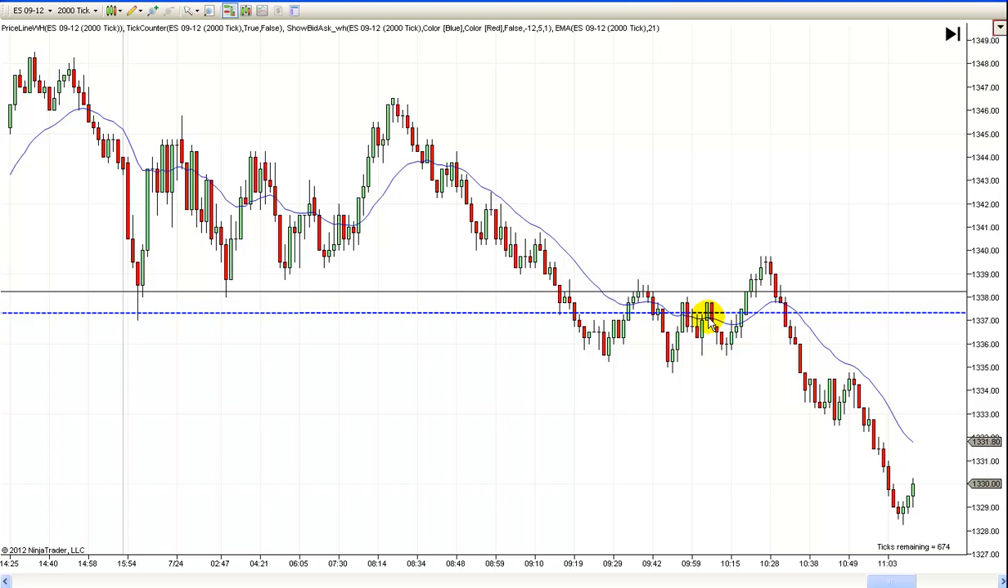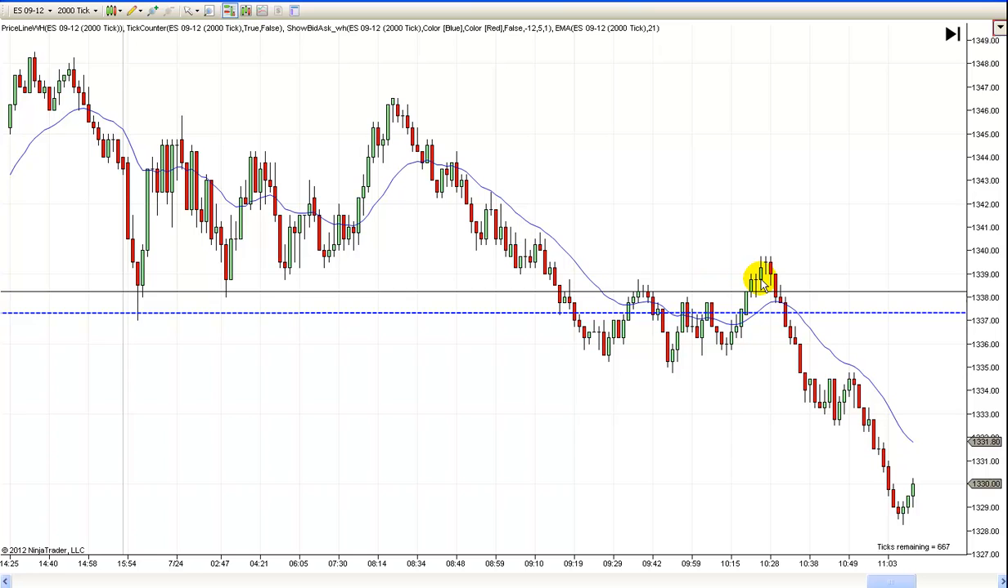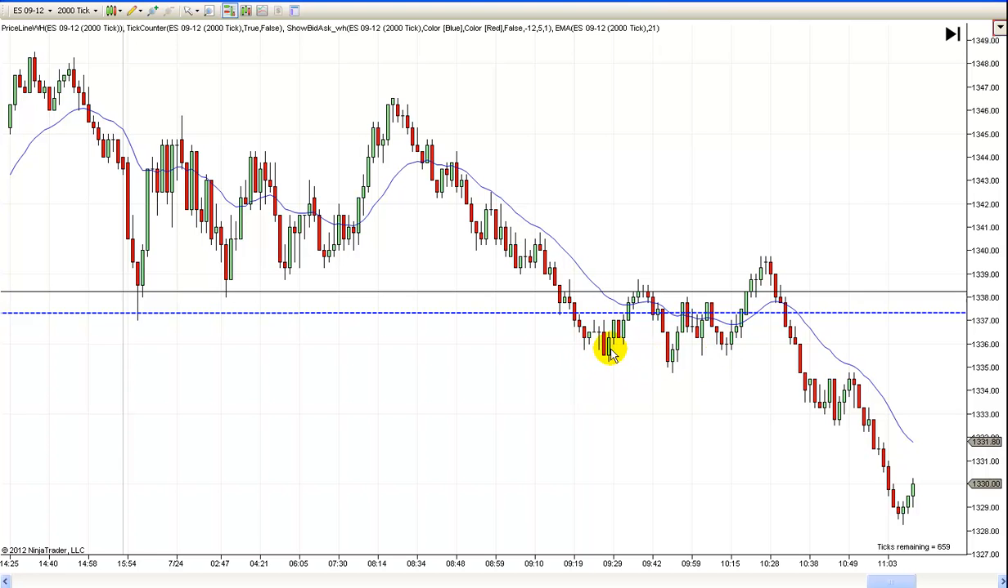You could have sold this one because this was a second entry, and this one would have put you in and probably kept your runners and rode this all the way back down. So yes, you could take shorts up here, and you were probably still looking for shorts up here. But when we were down here, we were looking for nothing but longs. We definitely weren't looking to go long down here, or short down here.